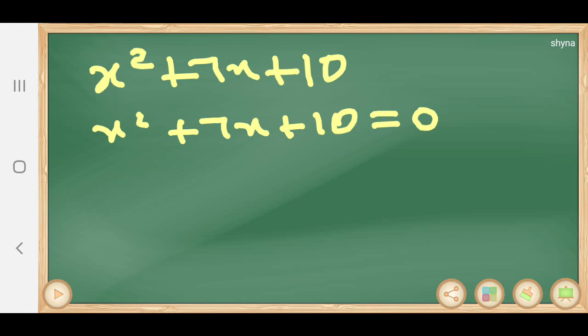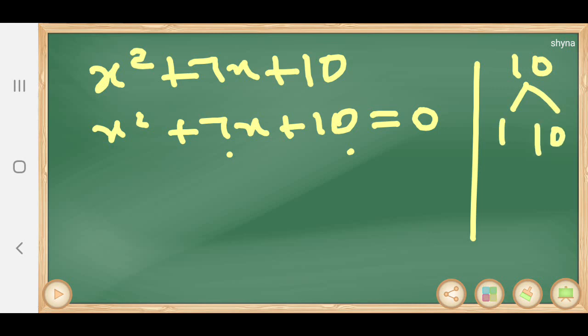Listen, dear children, here we have to find two numbers such that the product is 10 and the sum is 7. Product 10 means we can write 1 into 10, but 1 plus 10 is not 7. 2 into 5 is 10, and 2 plus 5 equals 7. Yes, we got 2 and 5.